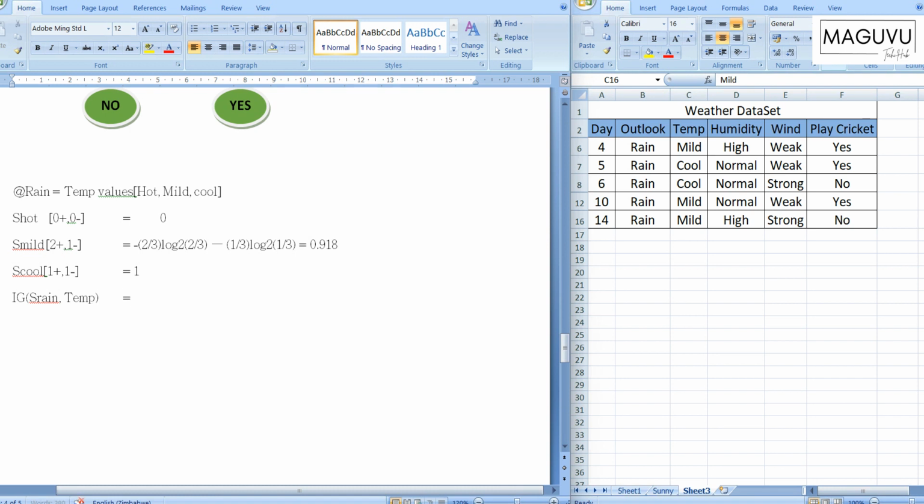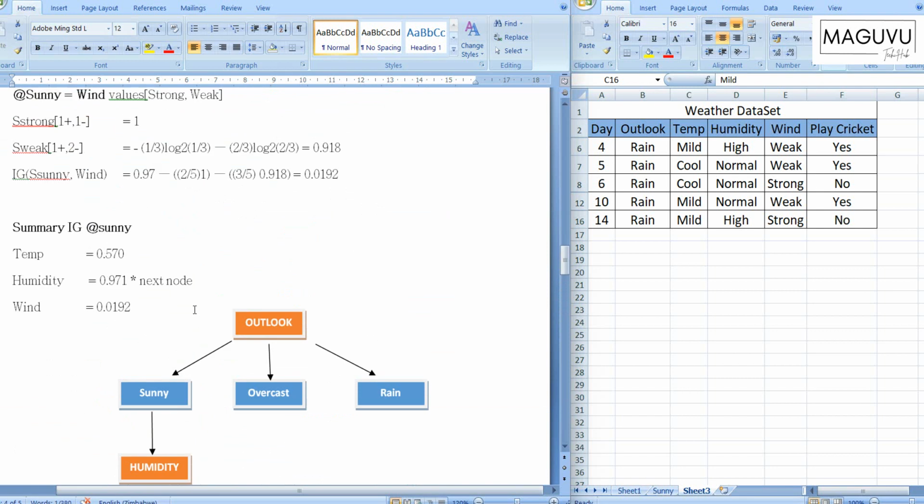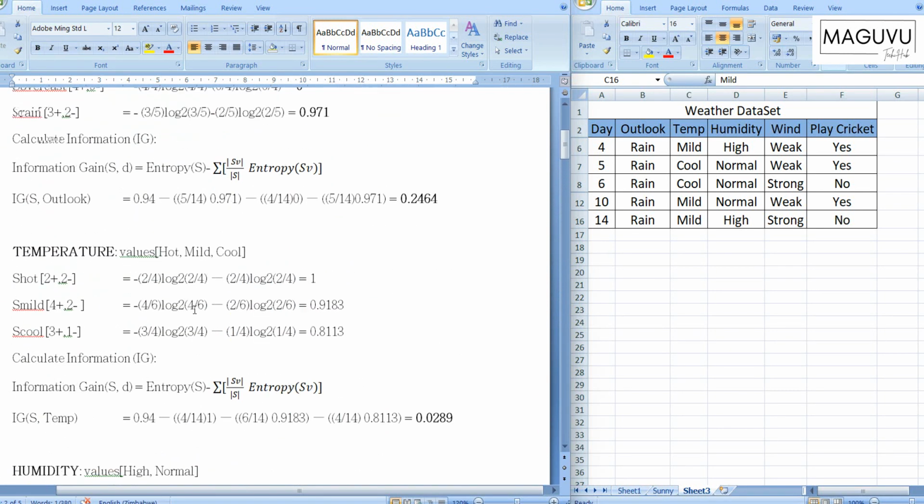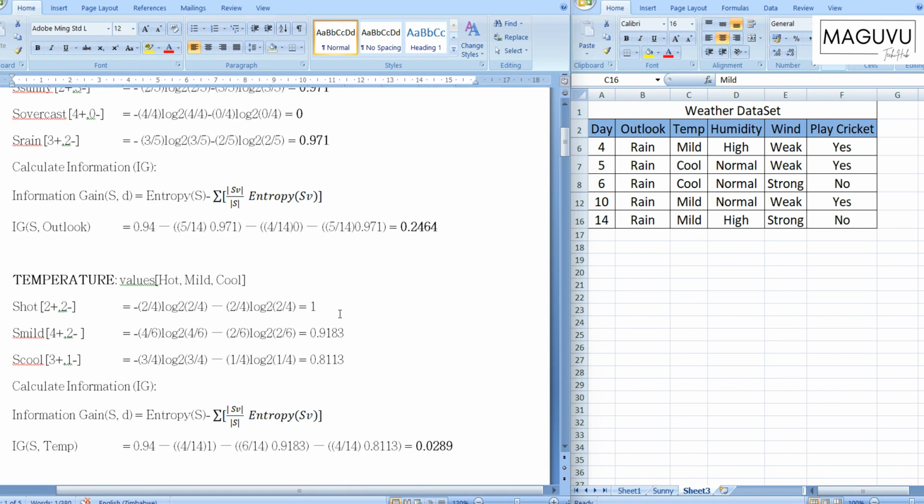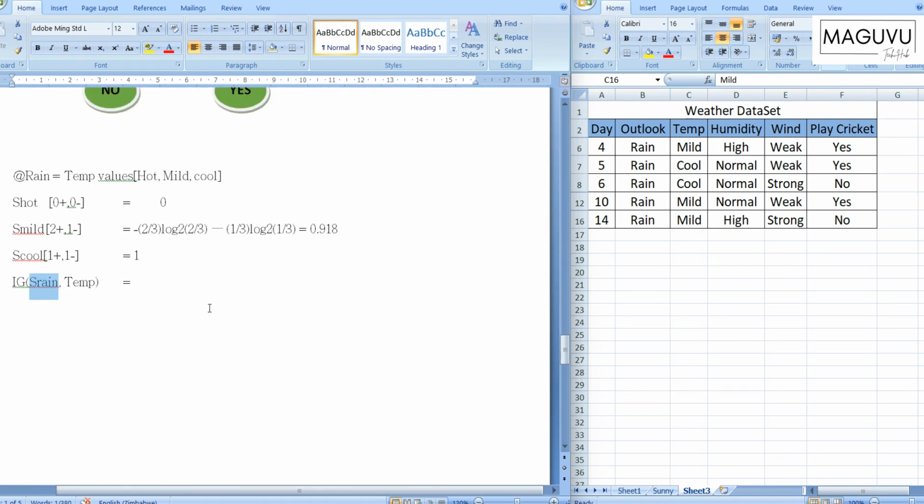We therefore want the entropy of rain, so we need to go and get the entropy of rain. So let's just scroll up and get the entropy of rain on the whole data set. Right, it is 0.971, so it is the same as the entropy of sun. So let's bring that down, and we have got 0.97.